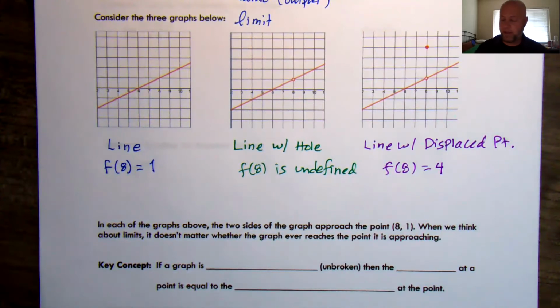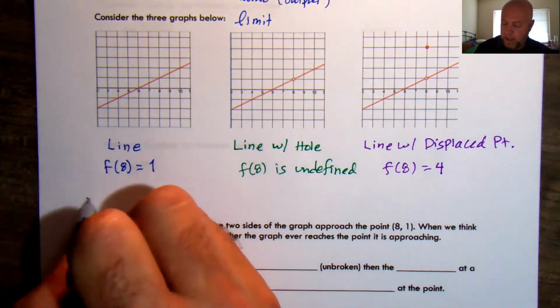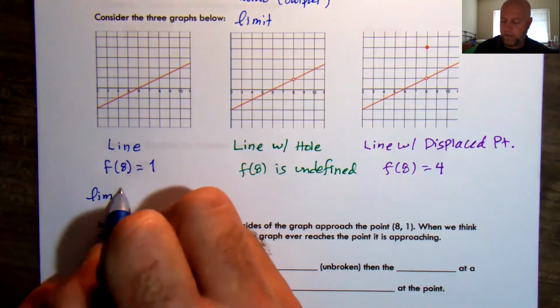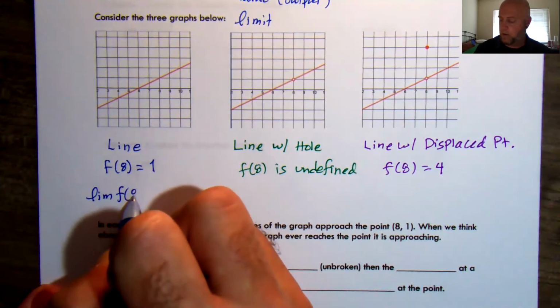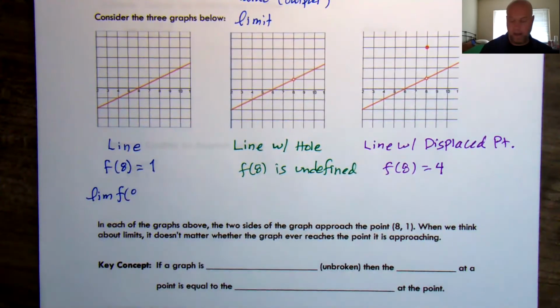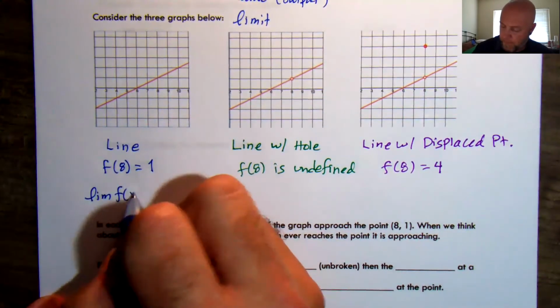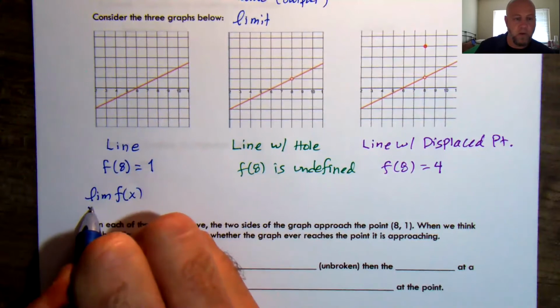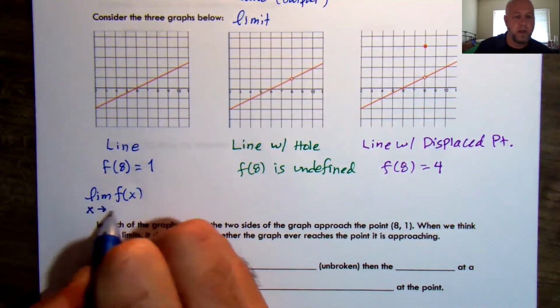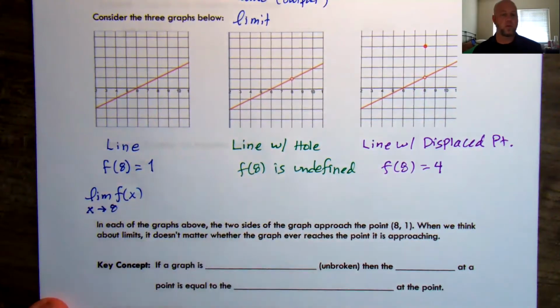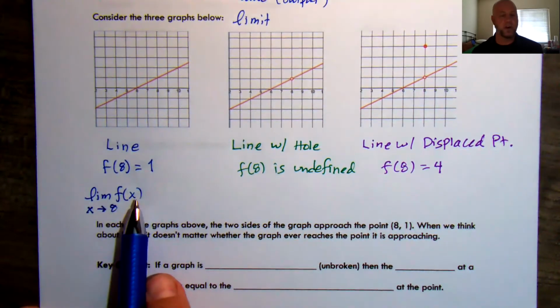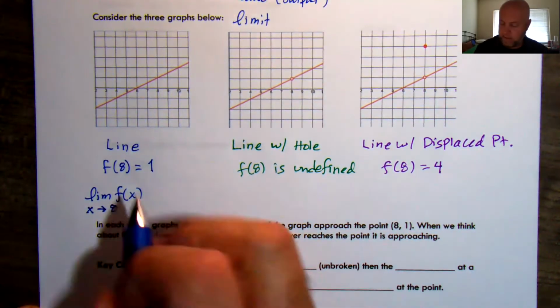Now, when it comes to the limit, we're going to use the notation, the limit of a function. Oops, that should say f of x. And right down below it, we'll put this little expression to tell you what input value we're considering. The limit of the function as x approaches 8.